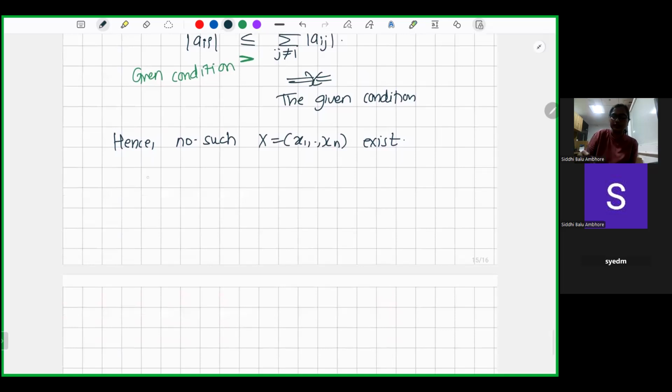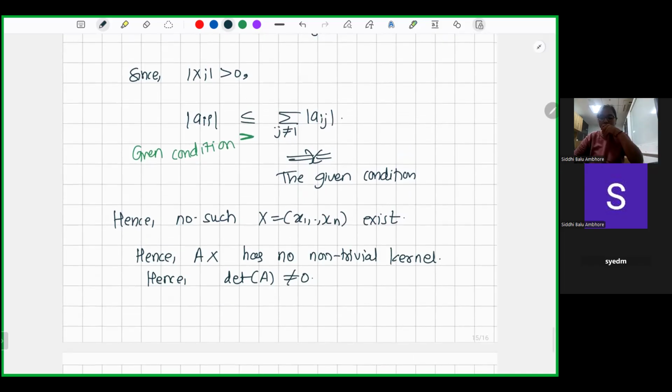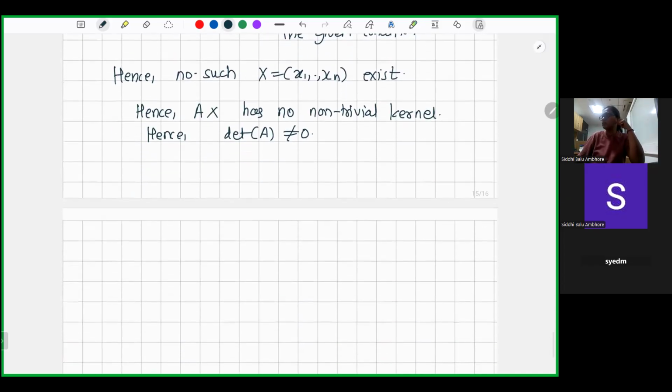So no such x exists, and hence Ax has no non-trivial kernel, and hence the determinant of A is non-zero. Is this okay? And therefore A is invertible. So we now have the information about A being invertible at least.